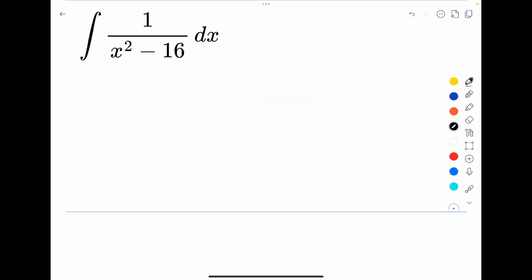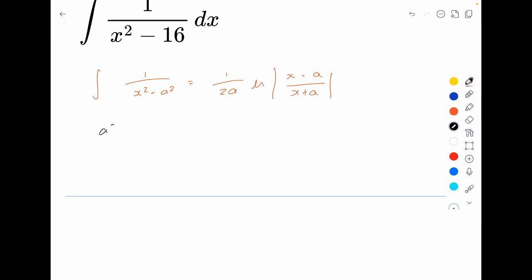Now in this scenario, we've got x squared minus a squared. Okay, so we're going to be applying the identity 1 over x squared minus a squared is equal to 1 over 2a ln of x minus a over x plus a. Okay, so in this context, a squared is equal to 16, which means that a is going to give me 4.